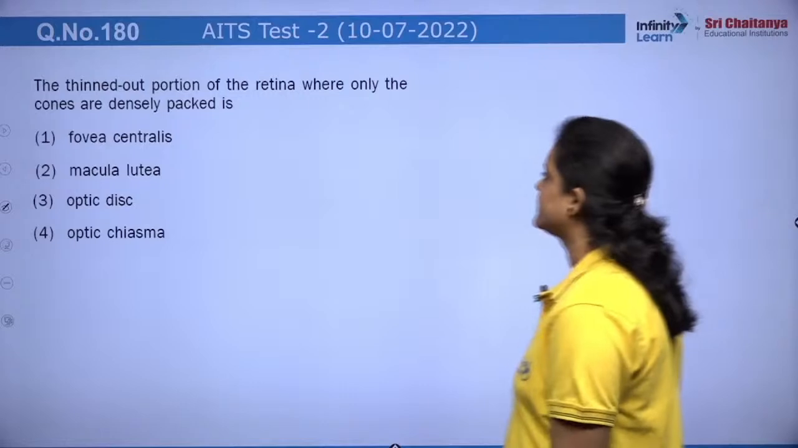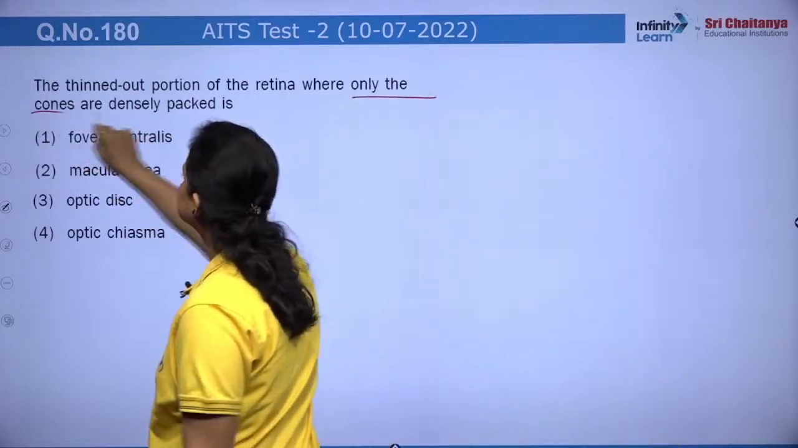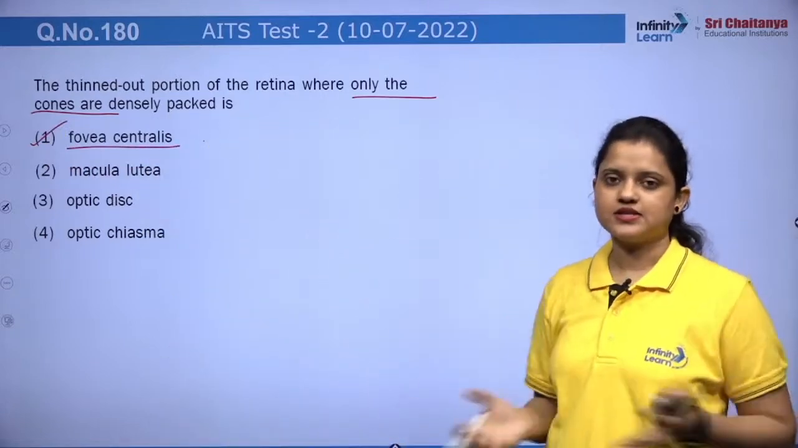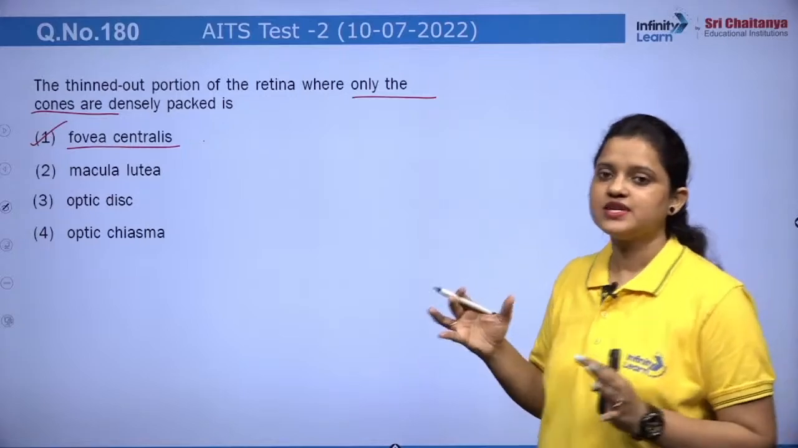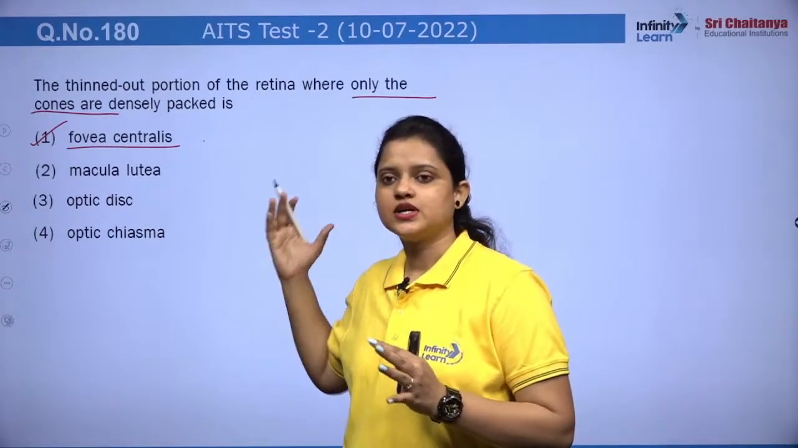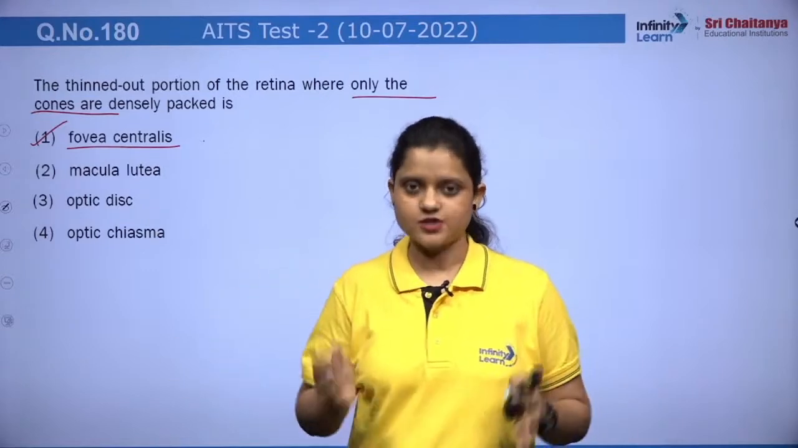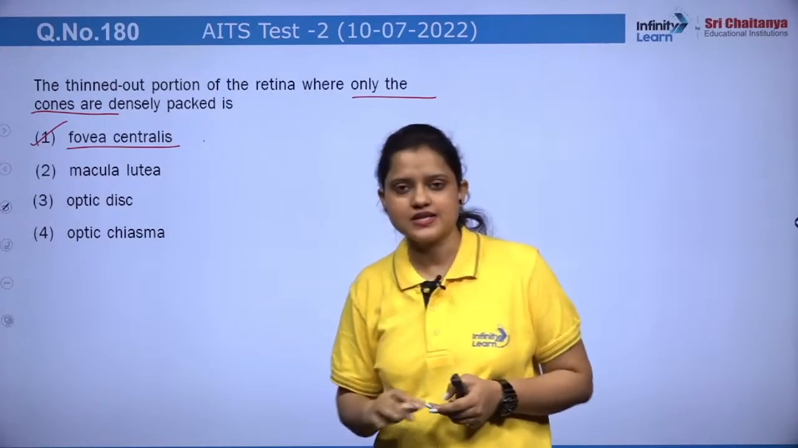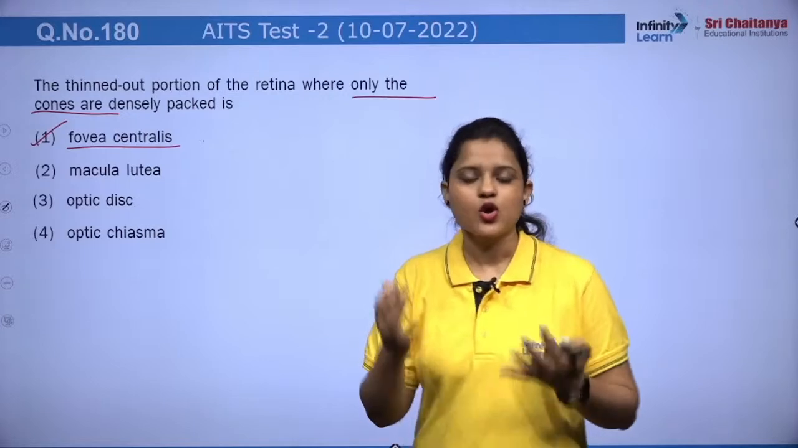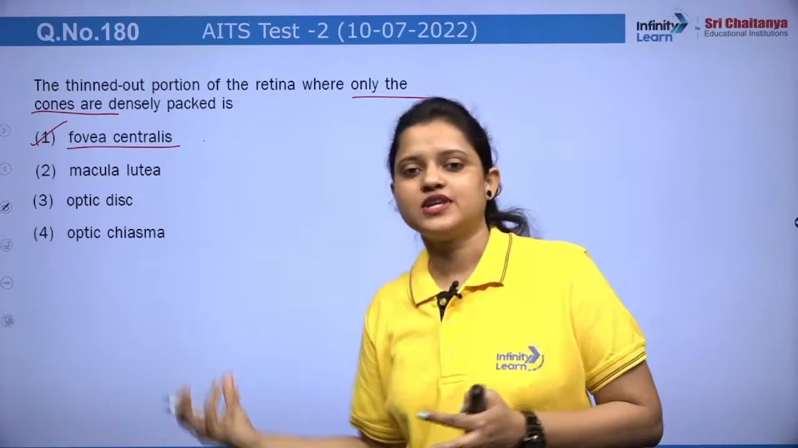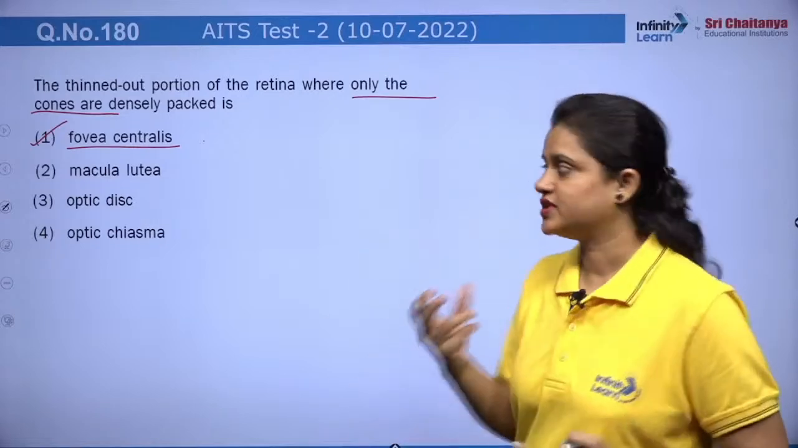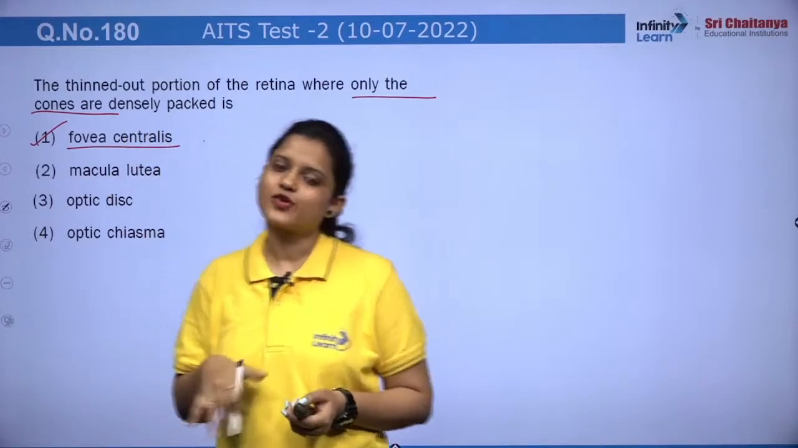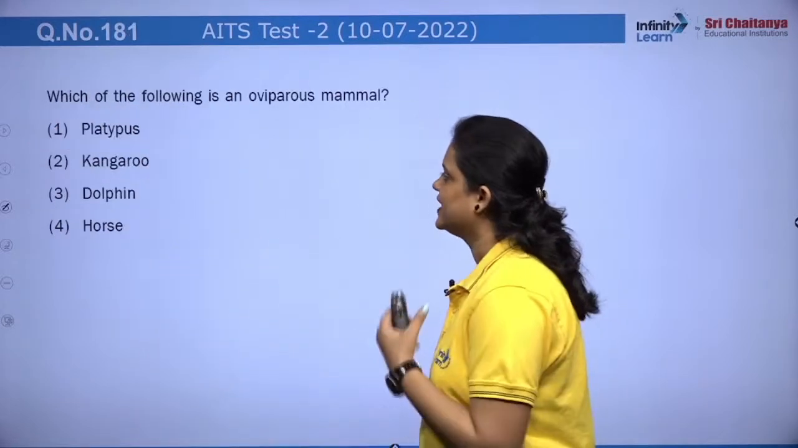The thinned out portion of the retina where only the cones are densely packed is the fovea centralis, right? So in the retina, there is a point towards the back pole, slightly lateral to the blind spot. There is an area, macula lutea, and at the center is the fovea centralis, that is packed densely by cones. Cones, as we know, are important for vision in the light or for color vision, right? So there the sharp image is obtained because of lots of cones concentrated in that region, right?